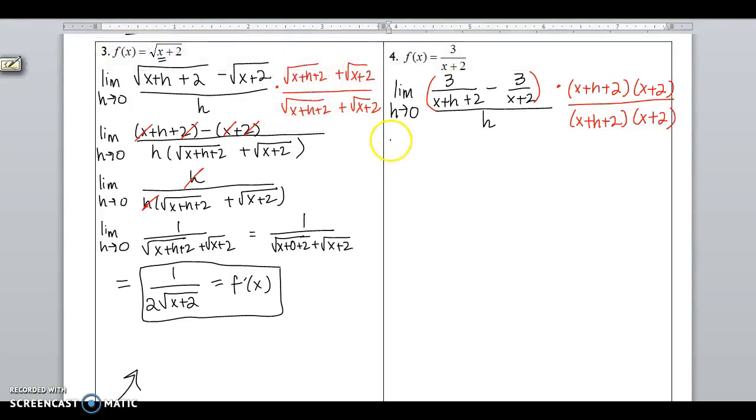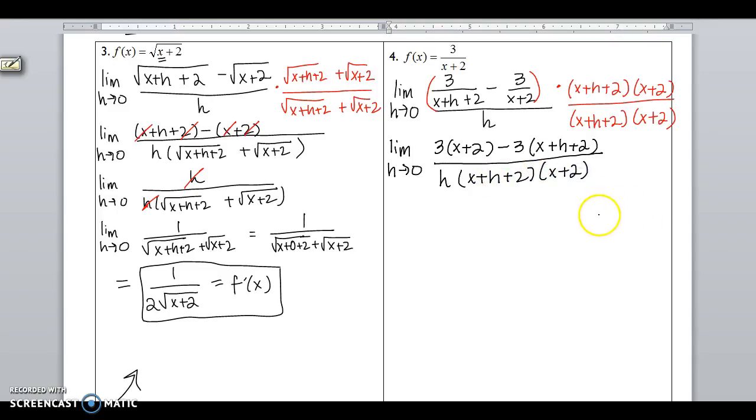When we do that, I'm not going to write out every single detail here, but when you multiply 3 over x plus h plus 2 times these two denominators, the x plus h plus 2's will cancel out. So you'll only have 3 times x plus 2 left for that fraction. For the second part, the x plus 2's will cancel out. So we have minus 3 times x plus h plus 2. That part is still there. And then we have still in the denominator h times x plus h plus 2 times x plus 2. Remember, do not expand the denominator. We want to leave it in factored form.